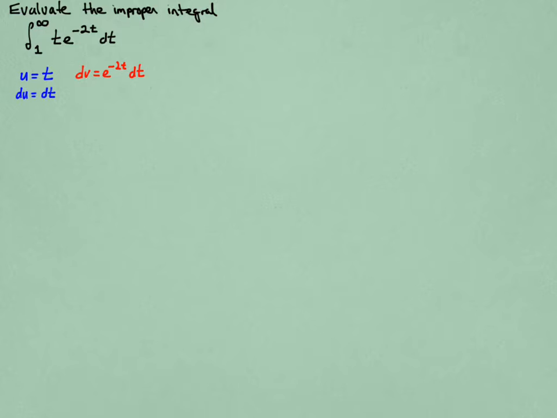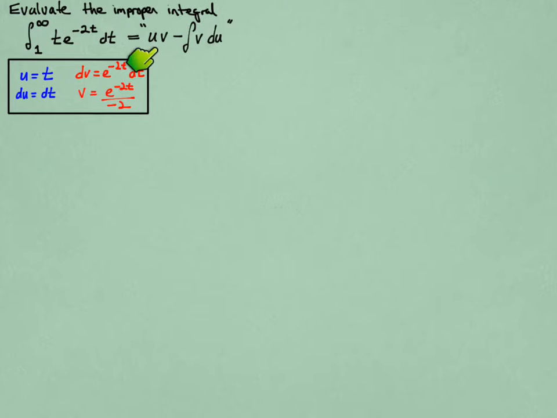When I differentiate u, I'll get a derivative of 1, so du is equal to dt. And when I integrate the exponential, I need to divide by minus 2 to account for the chain rule in differentiation. We're now going to apply the integration by parts formula, which I've written here to remind you, uv minus the integral of v du. And let's do it in the case of our corresponding parts that appear in the box.